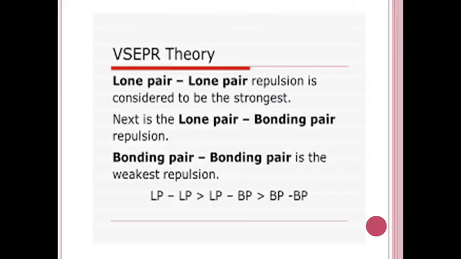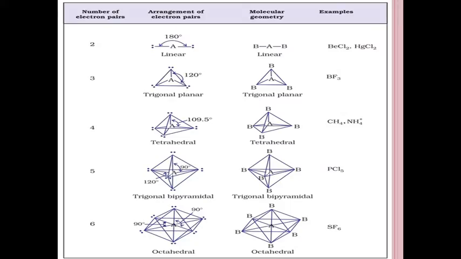So this is what you need to understand primarily before getting into this chapter. Lone pair-lone pair repulsion is greater than lone pair-bond pair repulsion, and bond pair-bond pair repulsion is the least. Got it? Based on this, the shape of the molecule varies. As I told you, if the number of electron pairs is 2, that means you have two bonds, then there is no repulsion and they take a linear shape.